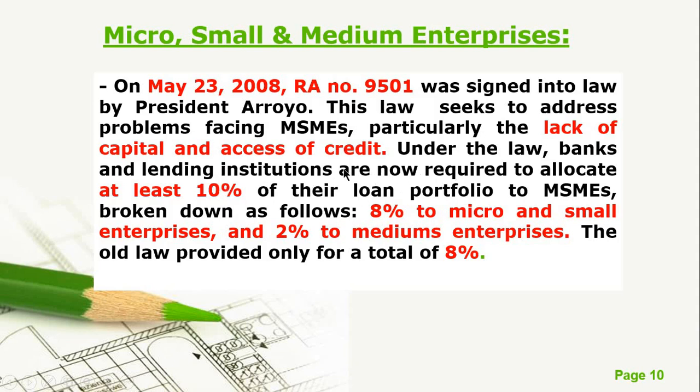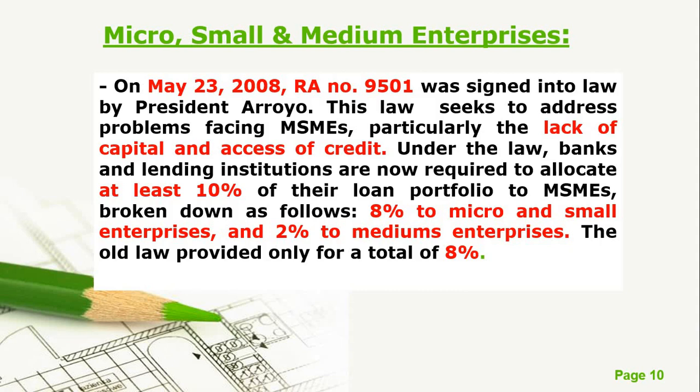For example, a lending company has a fund intended for loans, let's say 100 million. At least 10% of that must be loaned to MSMEs. And there's a breakdown here: 8% to micro and small enterprises and 2% for medium enterprises. So again, they have access to capital.